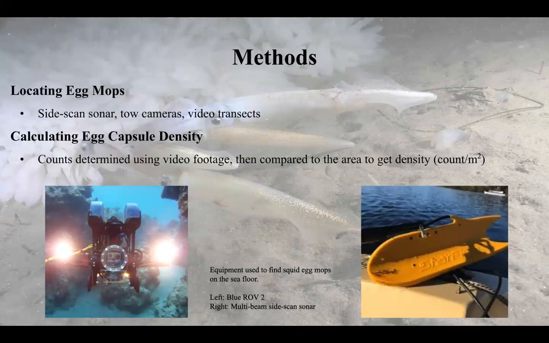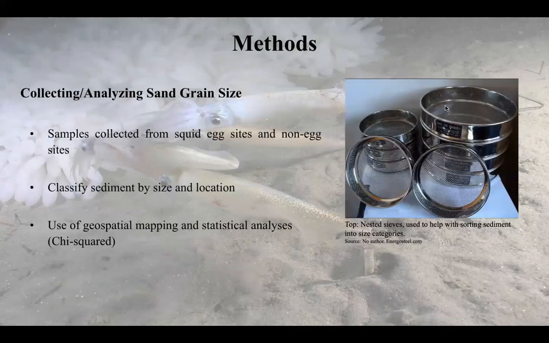We plan to measure the correlation between this measured density and the sediment size of the ocean floor surrounding the egg mops. For egg mops situated above 25 meters deep, the sediment will be collected via divers. For egg mops below our diving range, the sediment will be collected by a sediment corer or ROV arm. Once we have collected these samples, we will use nested sieves to determine both the average sediment size and the grain size distribution. By combining geospatial mapping, grain size, and presence of egg mops, we can then perform statistical analyses, such as chi-square tests, to determine whether a significant correlation exists between sediment size and squid egg mop density.